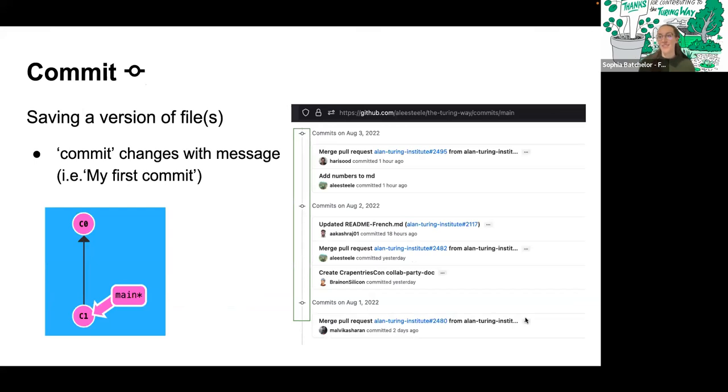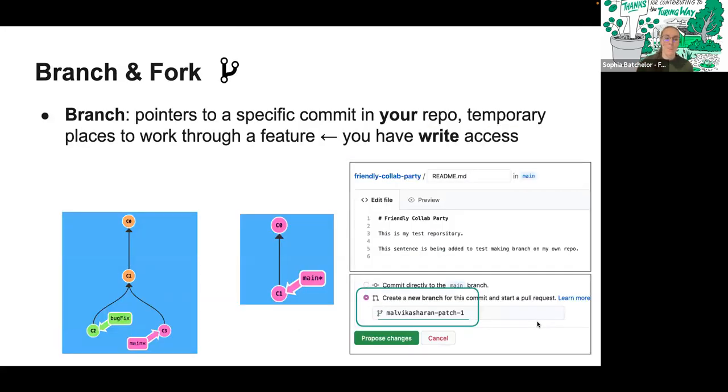So a commit is essentially just hitting save. So Control S if you're on Windows, Command S if you're on a Mac. It's saving a version of a file. Each time you make a change, you want to save it. You want to commit that into a document. And that is what a commit is.